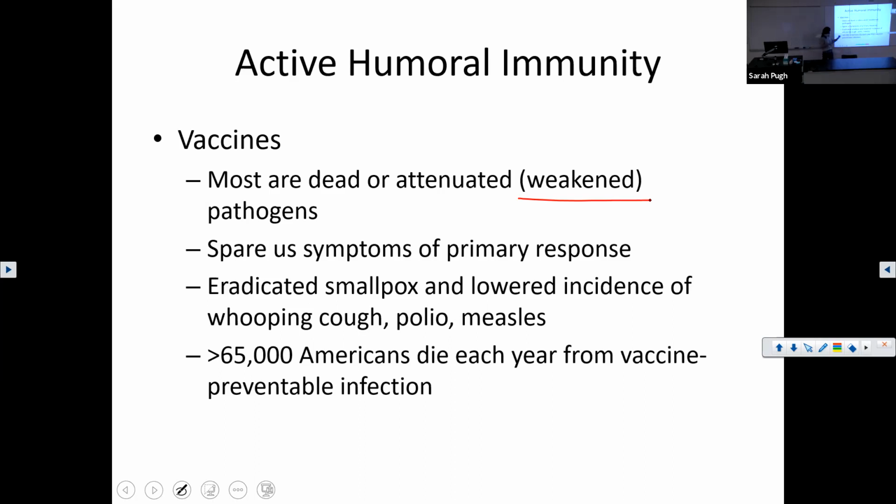So this is how we've essentially eradicated things like smallpox, whooping cough, polio, measles, mumps, rubella, all of those things we really don't see much of anymore. About 65,000 Americans, and that number is probably higher every year, die each year from vaccine preventable infections.